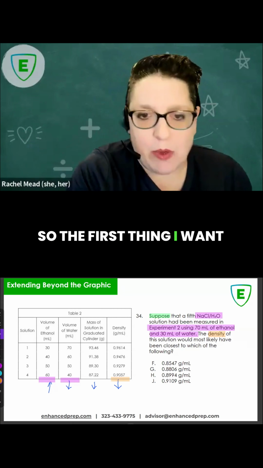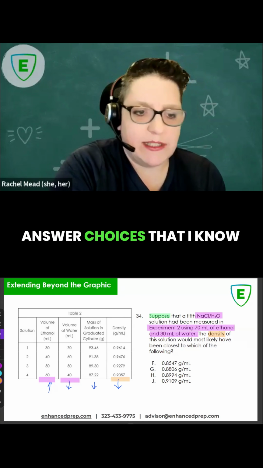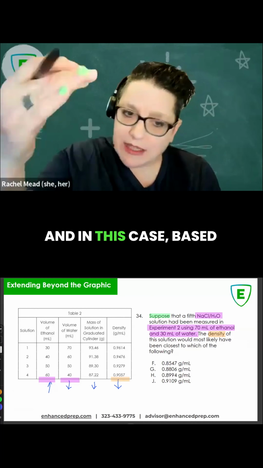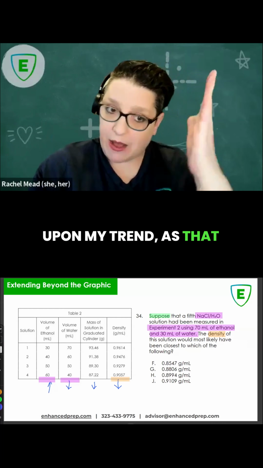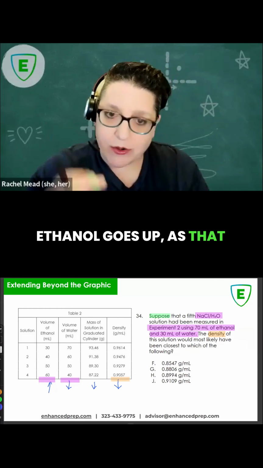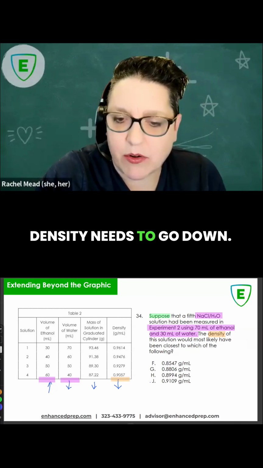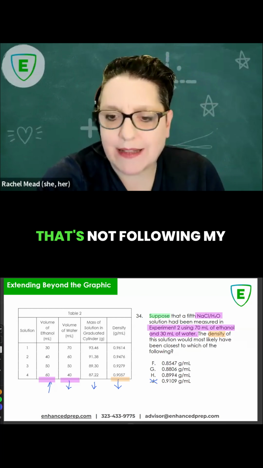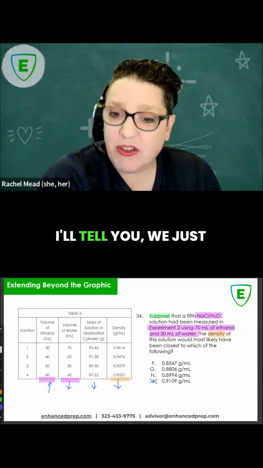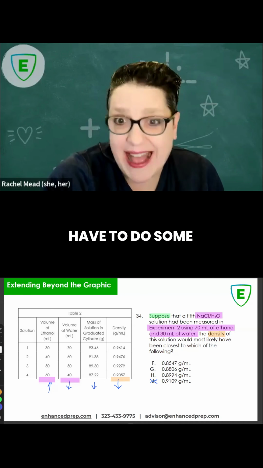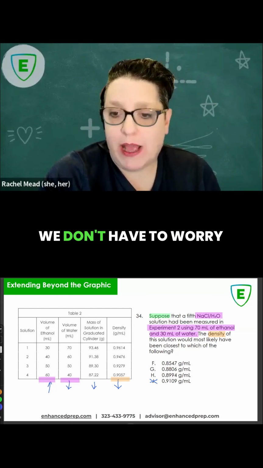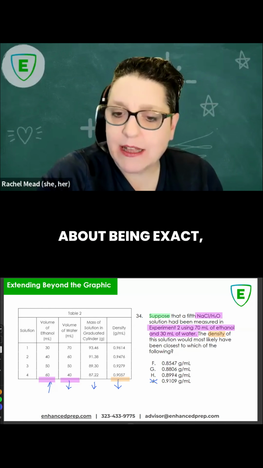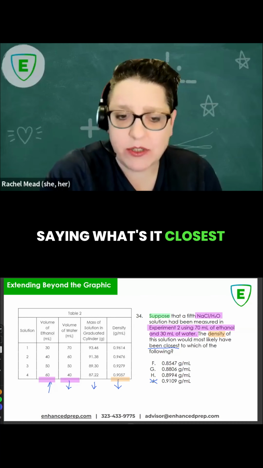So the first thing I want to do is get rid of any answer choices that I know it's not. In this case, based upon my trend, as that ethanol goes up, as that water goes down, my density needs to go down. So I'm going to eliminate answer choice J because that's not following my trend. I'll tell you, we just have to do some estimating. We don't have to worry about being exact, especially when it's saying what's it closest to.